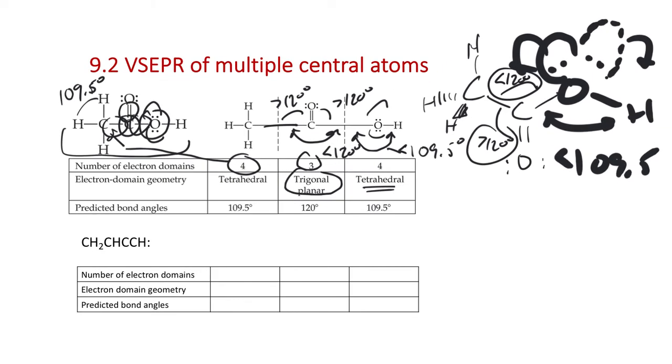Why is it 109.5 for the carbon and hydrogens on the left extreme? So the 109.5 is perfect tetrahedral. So 109.5 is for a perfect tetrahedron. These bond angles here would be about 109.5 degrees. So whenever we have an electron domain geometry tetrahedral, the bond angles would be close to 109.5.